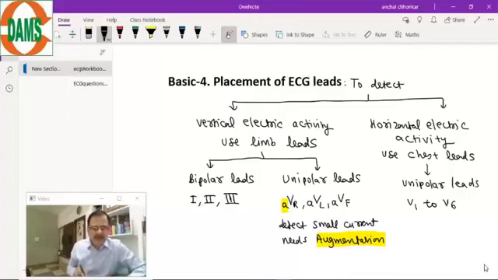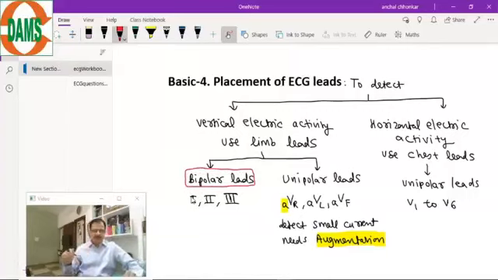In the limbs, we have two lead systems. One is known as the bipolar leads. This is just the nomenclature. They are given Roman numerals 1, 2 and 3. This is known as the bipolar leads, while the second system is unipolar leads.